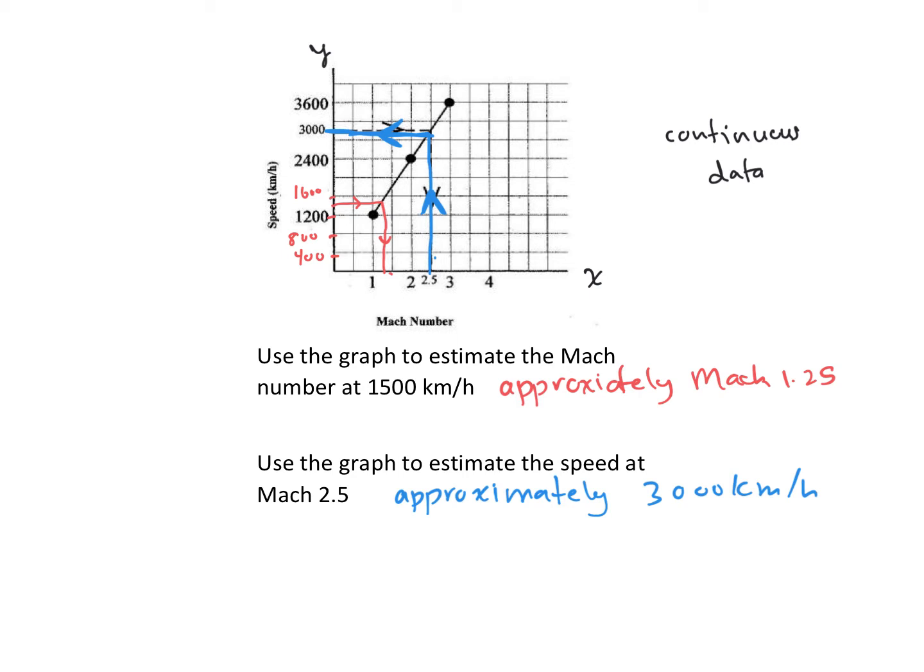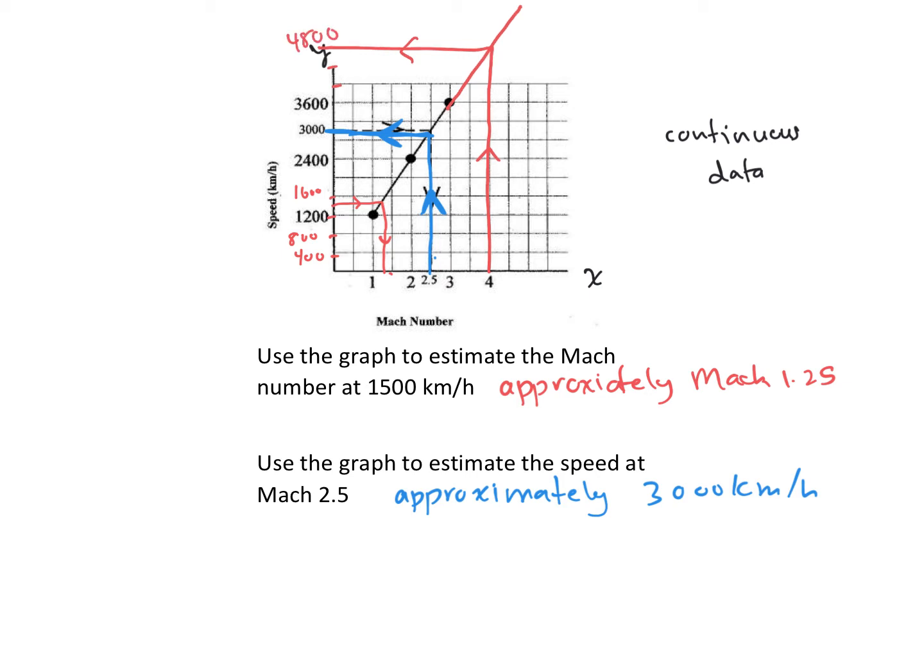Back to the graph. Mach 4 is not included in the information I was given. So I would need to make this line longer to estimate Mach 4. Once I make it longer, then I could go Mach 4, I could go up to here, and then I could go across to estimate where that might be. So these are 400, so that's 4,000, 4,400. So I'd say it's approximately 4,800 kilometers.